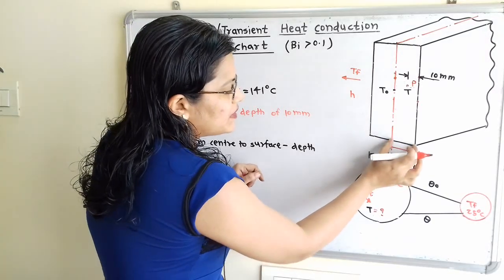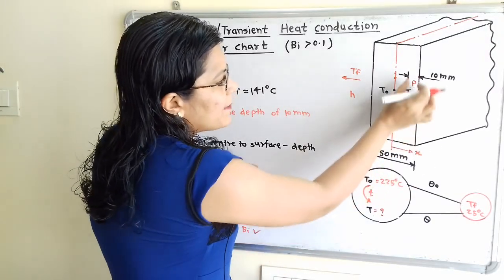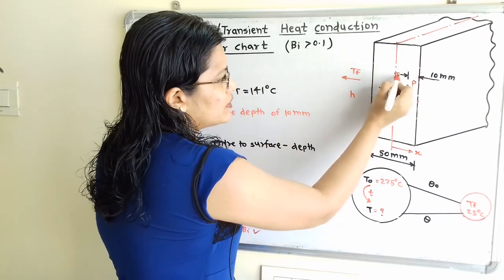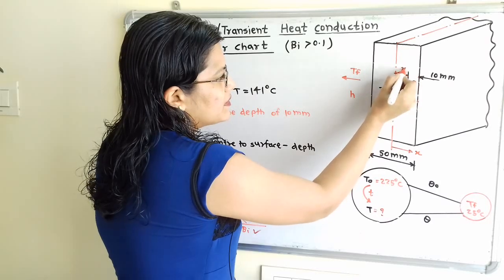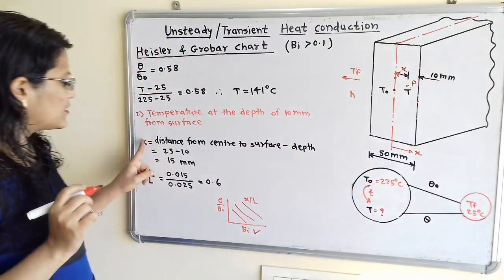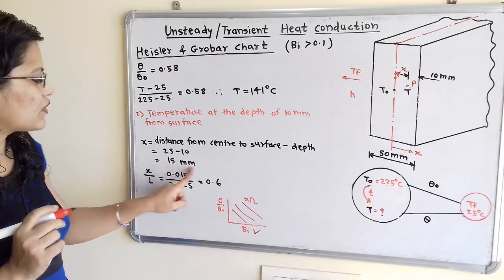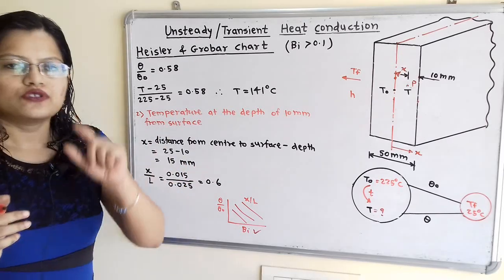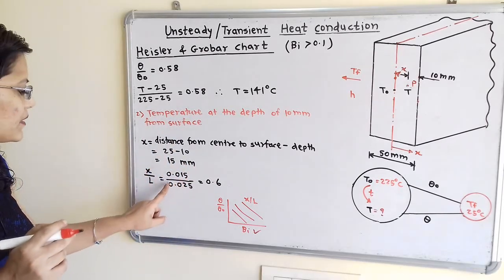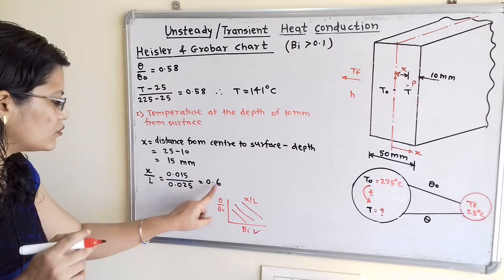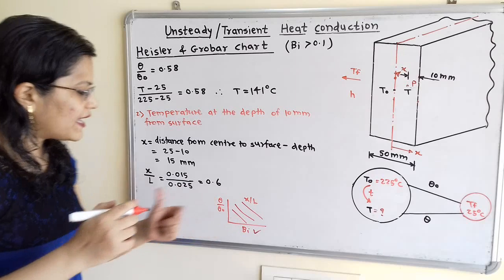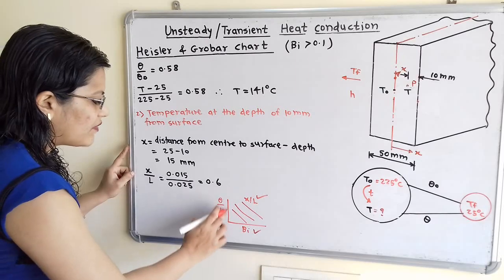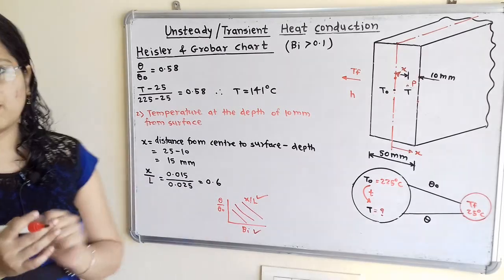We will take this half distance, that is 25 millimeter, minus 10 millimeter. Then this remaining distance will be distance x. So I will show here, this remaining distance will be distance x. So we will calculate this x, that is 25 minus 10, which is equal to 15 millimeter, and that is equal to 0.015 meter. So x by L is equal to 0.015 divided by 0.025, which is equal to 0.6. Now from the Heisler chart, this x by L value is known, this Biot number is also known, then we can easily find this value of theta by theta O.